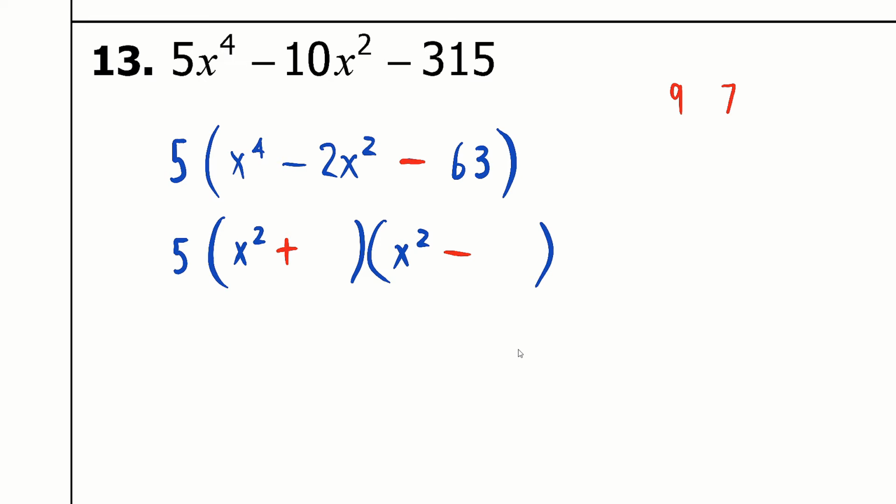I think we just did a kind of same problem just a minute ago. Last question, what sign dominated the middle? Minus. So minus has to go with my bigger factor. Which one's bigger? Well, definitely the 9. So it's got to be x squared minus 9. It's got to be x squared plus 7.